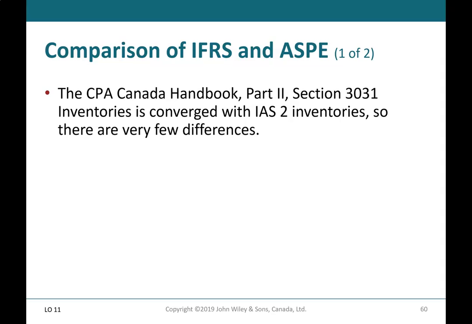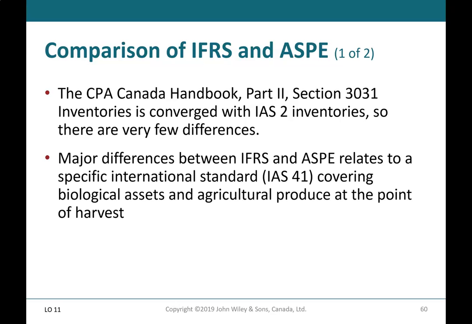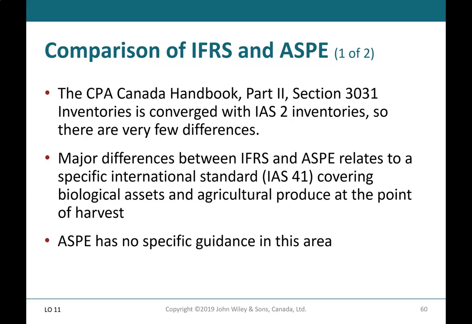Comparison of IFRS and ASPE, 1 of 2. The CPA Canada Handbook, Part 2, Section 3031, Inventories, is converged with IAS 2 Inventories, so there are very few differences. The major differences between IFRS and ASPE relate to a specific international standard, IAS 41, covering biological assets and agricultural produce at the point of harvest. ASPE has no specific guidelines in this area.